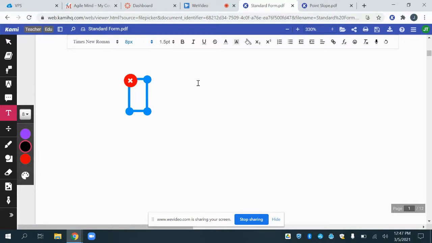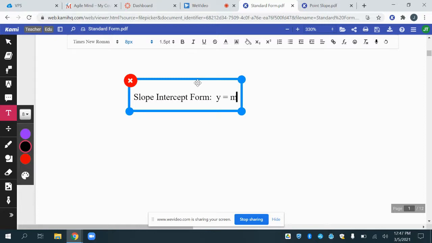The first thing we learned was slope-intercept form. You need to know that, because I will refer back to it. That's y equals mx plus b. This is one way that you can write absolutely any line. Y equals mx plus b. M equals the slope, steepness.